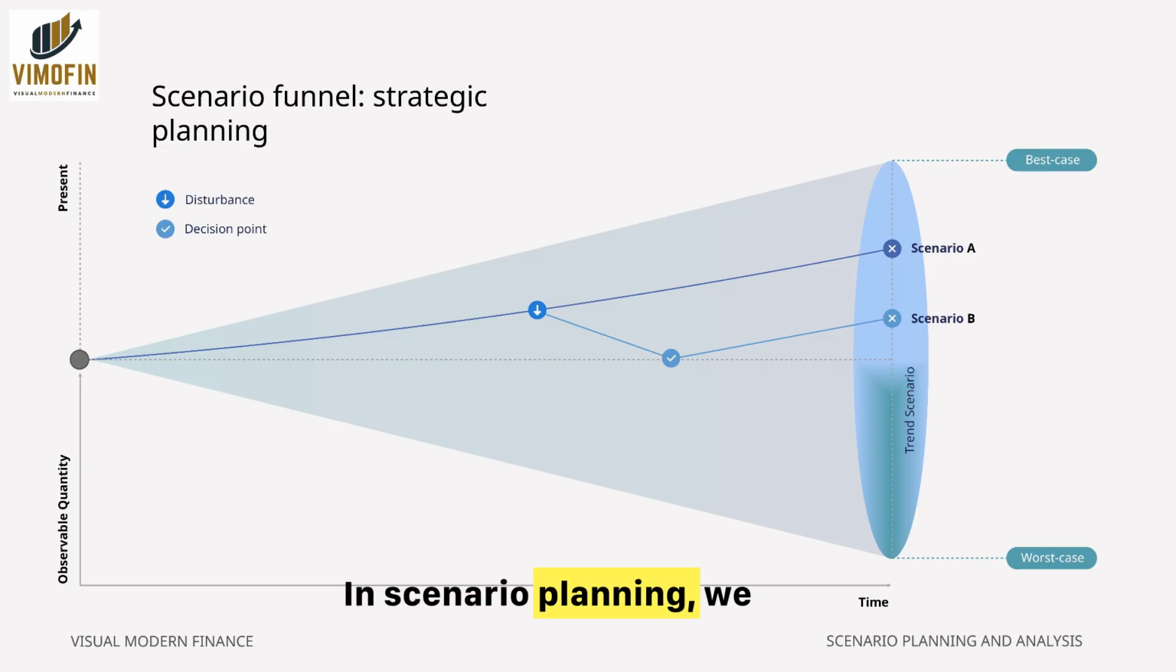In scenario planning, we evaluate best-case and worst-case scenarios using a strategic funnel. This involves analyzing observable quantities and trends to identify potential disturbances. Decision points are crucial, guiding us through Scenario A and Scenario B. This approach ensures preparedness for various financial outcomes, enhancing strategic planning and analysis.